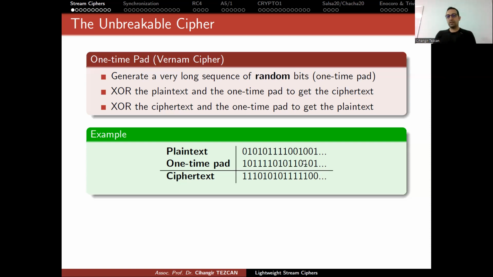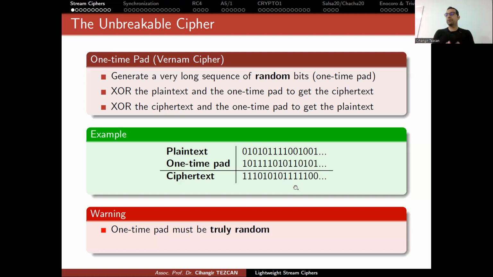So in such an XOR operation, if we think of these as columns, values only affect the column they are interacted with. So bits only affect bits. So it is one of the easiest operations that you can do, and it is really fast on software and hardware. But the thing is that one-time pad must be truly random, and it can only be used once. This is very, very important.